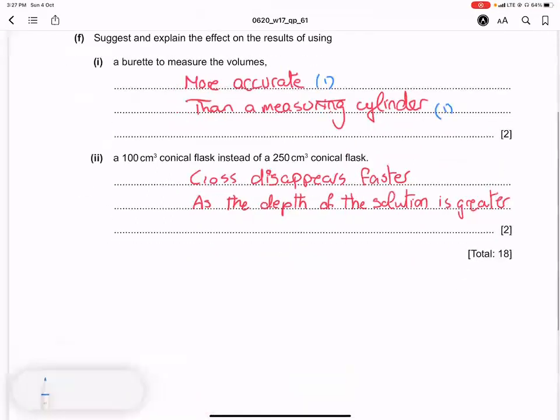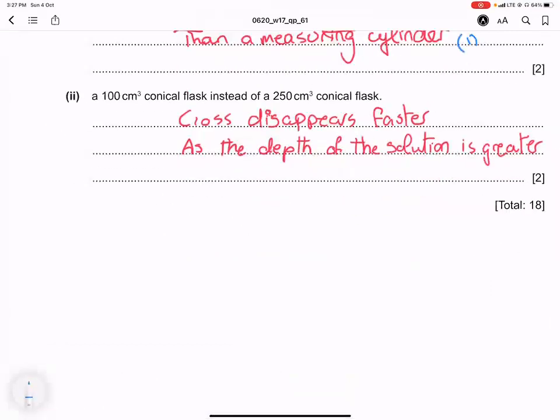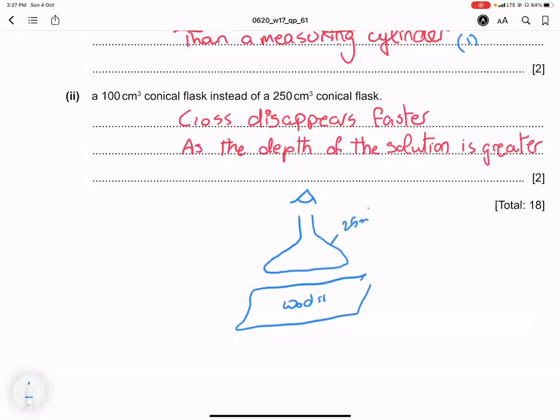This question is very important. A 100 centimeter cube conical flask instead of 250 centimeter cube conical flask. Take care. He was doing the experiment in order to see the words on the sheet through the conical flask. Okay, assume that this is the 250 centimeter conical flask. Here, the depth of the solution is not that high. Surface area is large, okay, but the depth is not that high. So the sulfur will take longer time in order to build up through all the solution and make the word disappear.